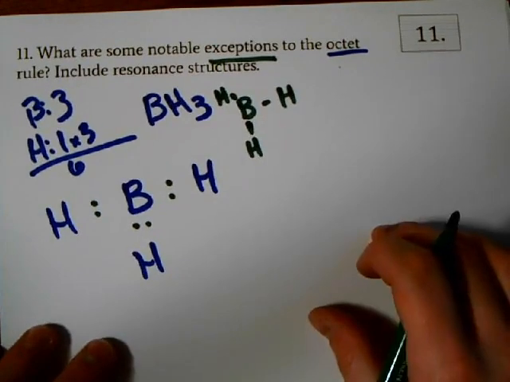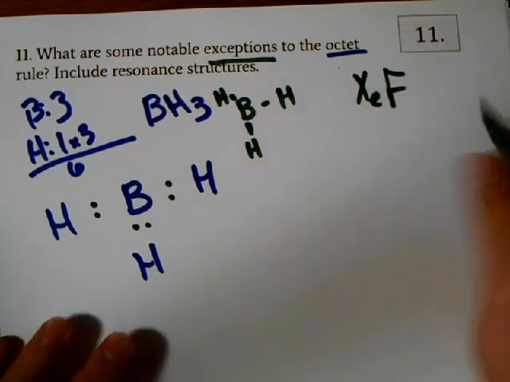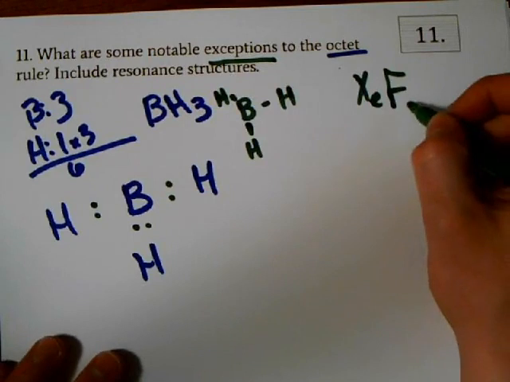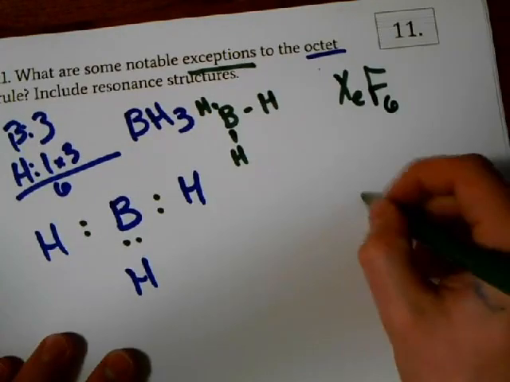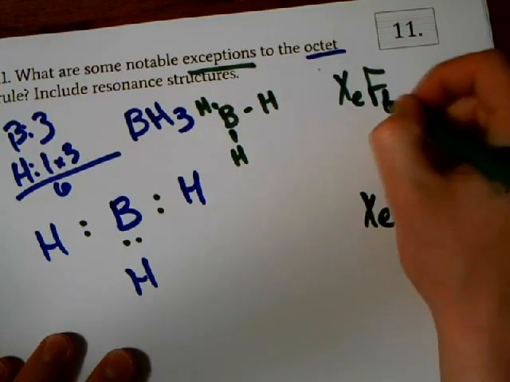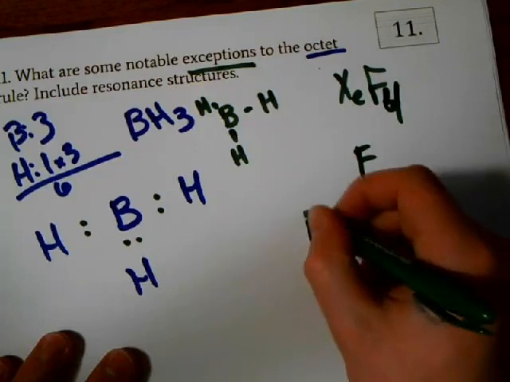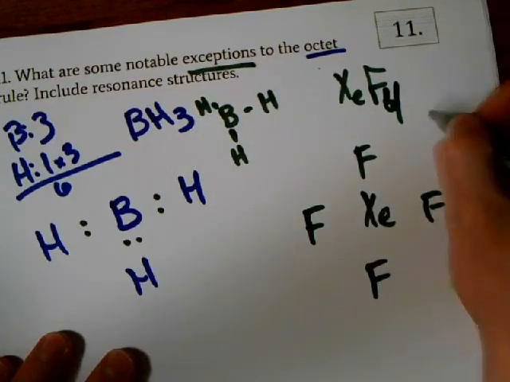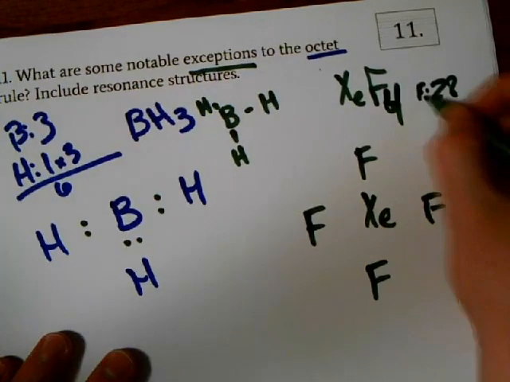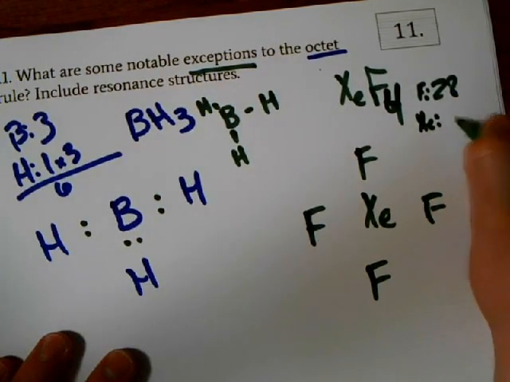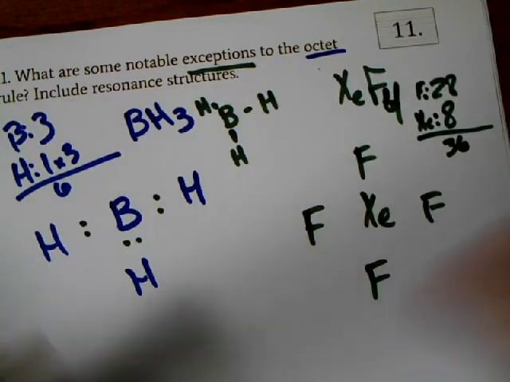Or another example we could get that's a little wild is XeF6. Let's see how that goes. So we have xenon here. Oh no, XeF4, excuse me. So there's 4 fluorines, and each fluorine here is going to give me 7 valence electrons. So 7 valence electrons times 4 is 28 from the fluorines. And then I get another 8 from the xenon, because it's a noble gas. So I'm going to have a total of 36 dots to use.